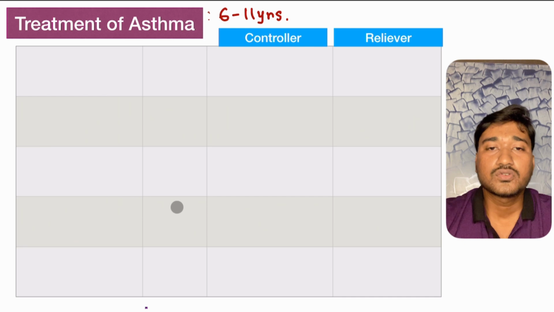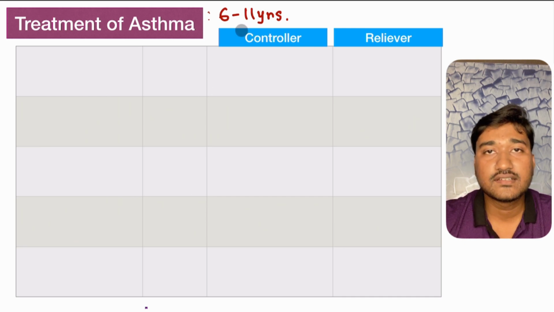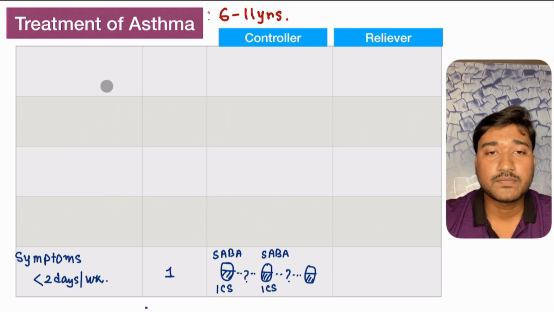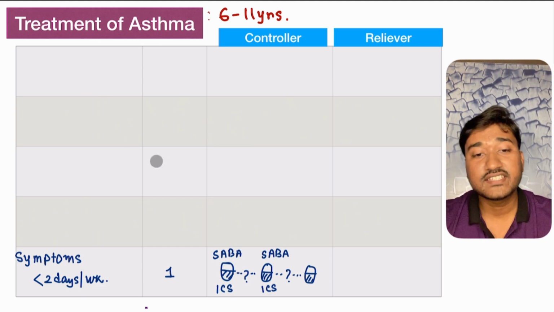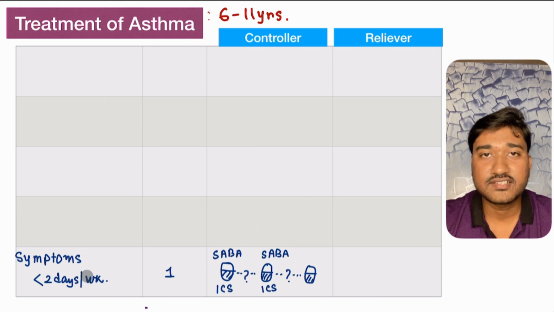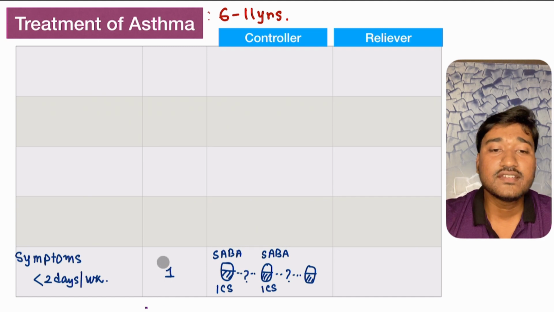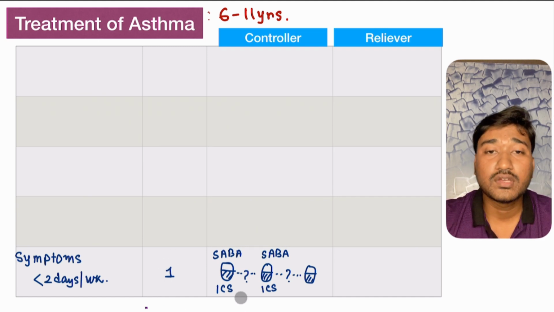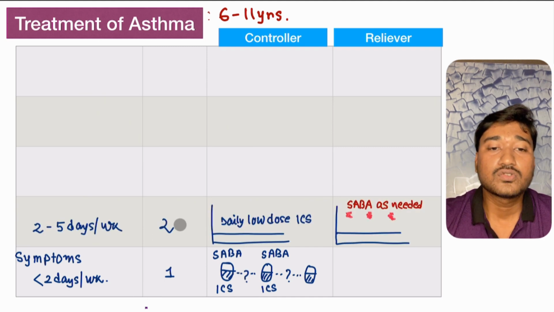Okay, so in 6 to 11 years children, the treatment of asthma is basically done stepwise. So what is step 1 of management of asthma? We have already discussed the symptom complexes. If the symptoms are persisting less than 2 days per week, we call it step 1. In step 1 management, as a controller and also reliever, you will be giving ICS, inhalational corticosteroid, and SABA, short-acting beta 2 agonist. When there is exacerbation of symptoms, you will be giving that, and eventually you will taper it off.